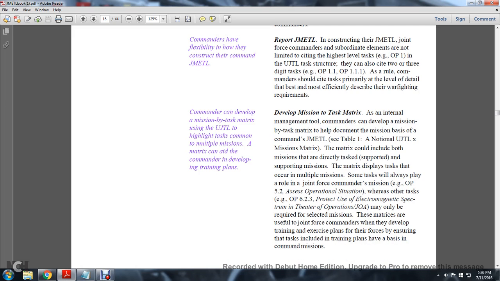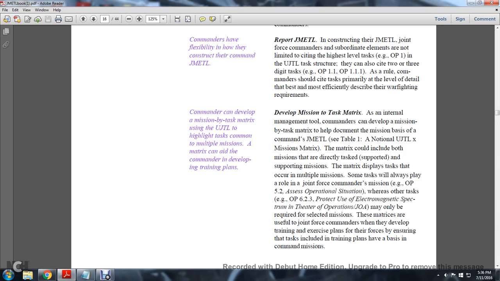A commander can develop a mission by task matrix using the Universal Joint Task List. It highlights tasks common to multiple missions, and the matrix can aid the commander in developing training plans. Developing a mission by task matrix is an internal management task. The commander can develop a mission by task matrix to help document the mission basis of the command's Joint Mission Essential Task List. A notional Universal Joint Task List times mission matrix could include both the missions directly tasked and supporting missions. The matrix displays which tasks occur in multiple missions.